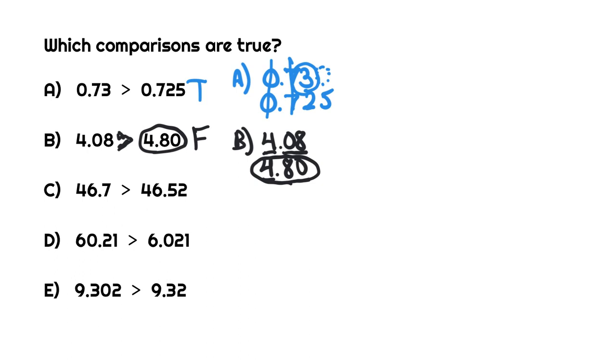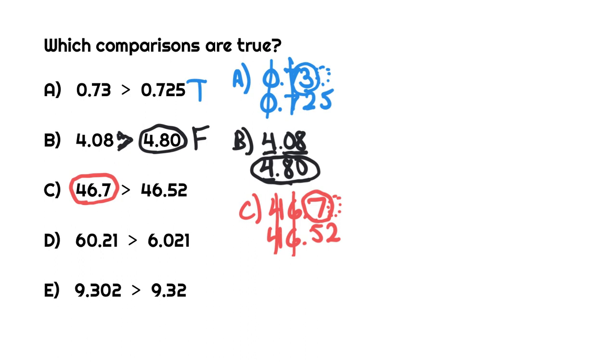All right, so now let's try answer choice C. 46.7, 46.52. Again, make sure your decimals are lining up. Add in zeros and then compare. And we'll go digit at a time this time. So we've got 4, 4, no help. 6, 6, no help. 7, 2, 7 is greater. And so that means 46.7 is greater, 46 and 7 tenths. And so this one is true.